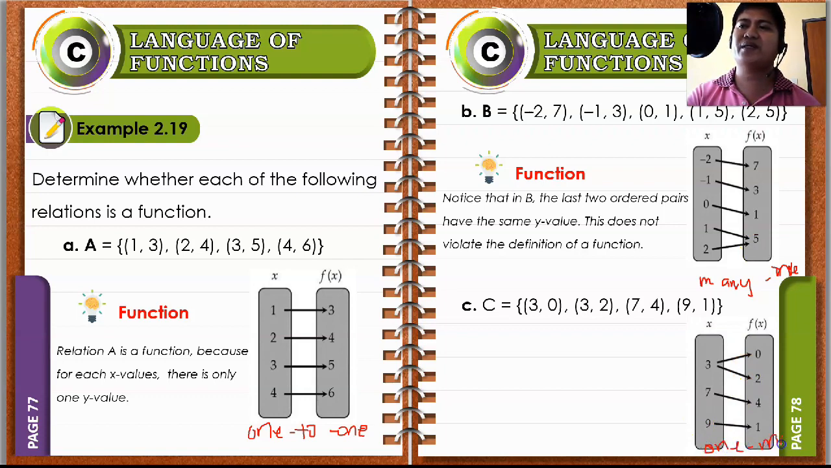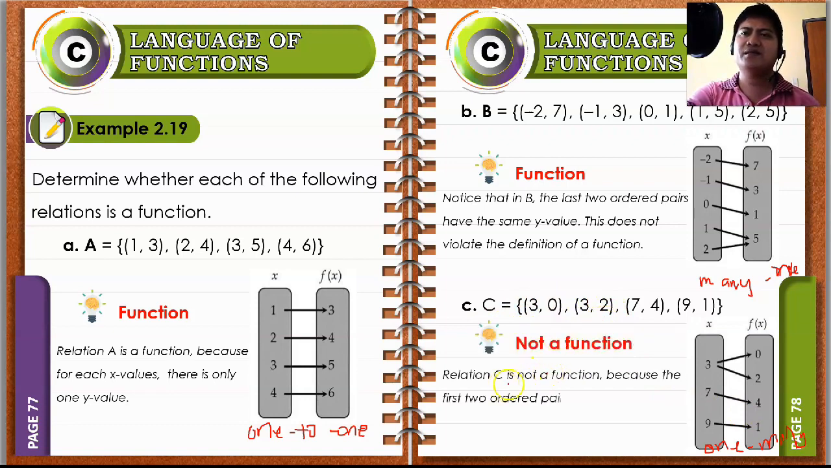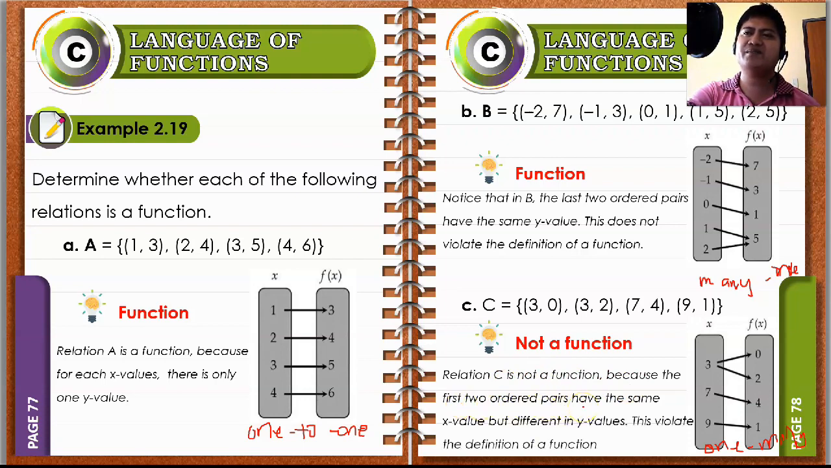So one to many, an example of one to many relation. Because we have (3, 0), (3, 2). Notice that this is not a function because the first two ordered pairs have the same X value. This violates the definition of a function because for the same X, they have different Y values.